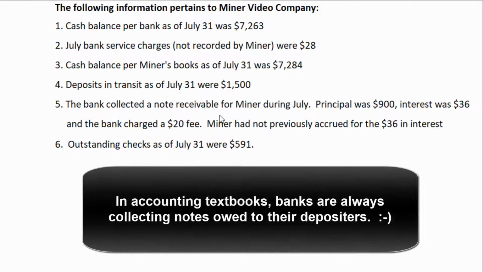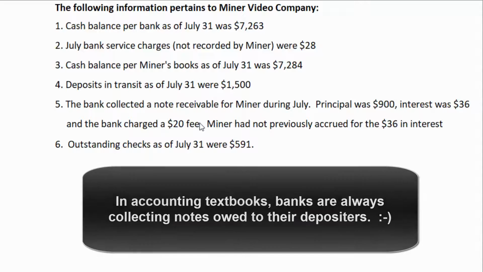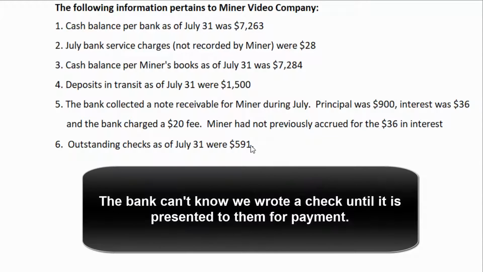And there's some good news. The bank went out and collected a note for us. A customer owed us some money. They owed us $900 in principal and $36 in interest. The bank collected that for us, put that in our bank account for us, and charged us a $20 fee. And finally, outstanding checks as of July 31st were $591. In other words, we know we wrote the checks because we wrote them in our checkbook, but the bank doesn't know that because they haven't been presented to them for payment yet.